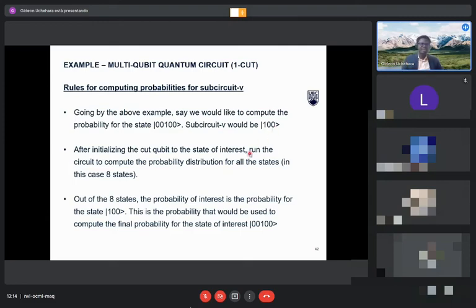But we are not interested in all the states. We are just interested in the state 100. That is the state that we are interested in. So this is the probability that would be used to compute the final probability for this whole state here.